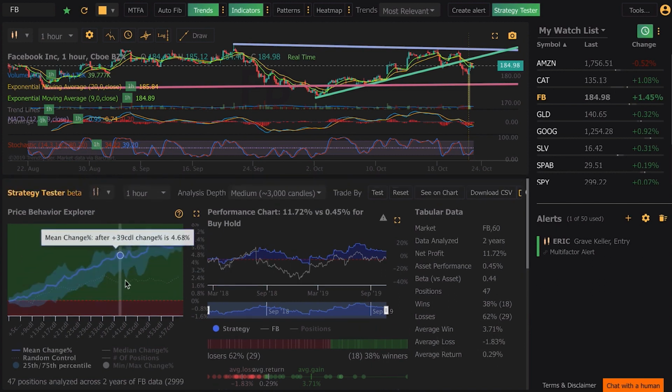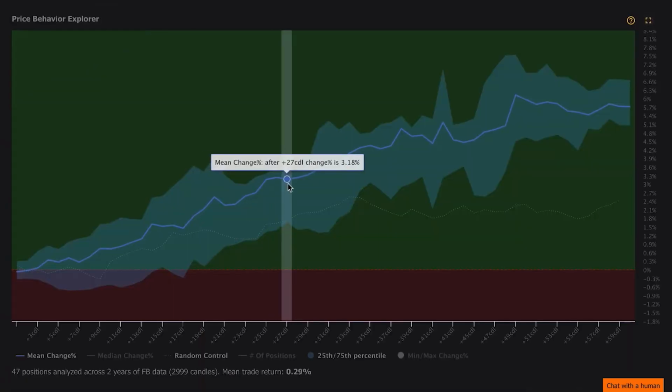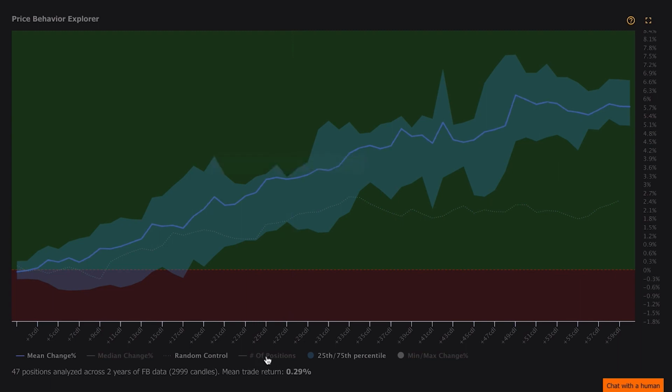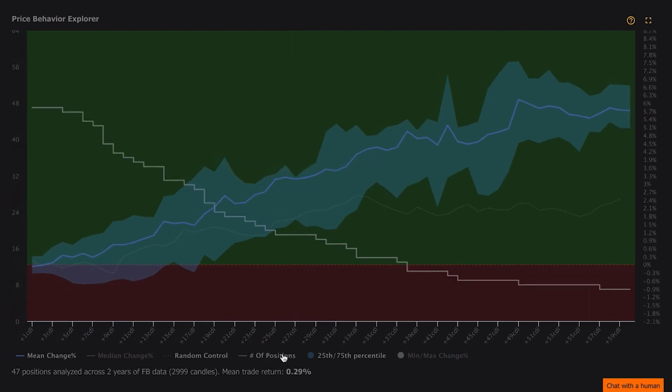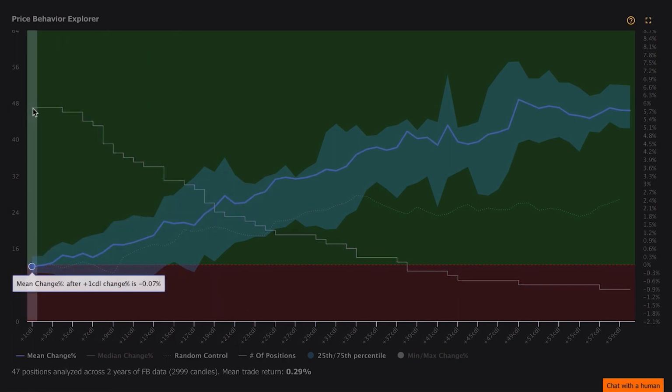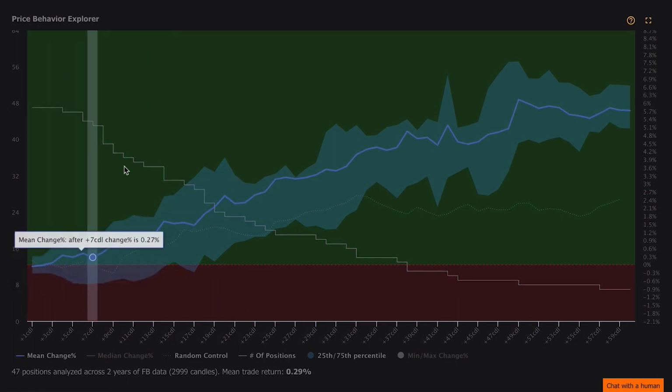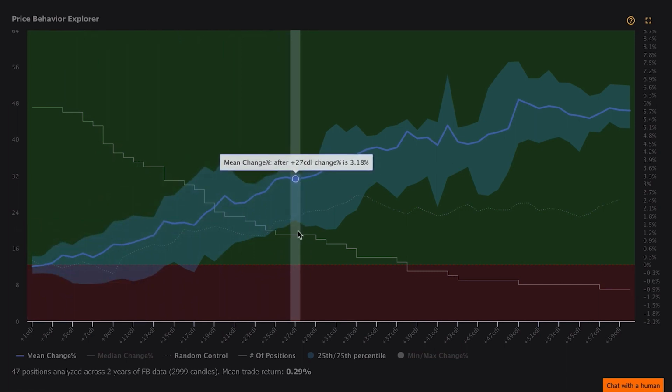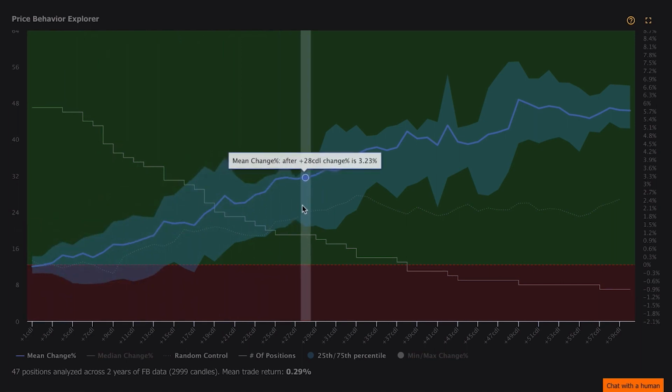And then we've also got this price behavior explorer on the left. If I maximize this and I show you what it reads, it says mean percent change after X candles was positive 3.18%. So basically what this is saying is that for the positions that lasted this long, they generally averaged you around a 3.18% gain. Well, you can actually see the number of positions that made it that far by clicking on number of positions here. And then you can see we start at 47 as time goes by. You can see we're at about 20 trades open at this time.